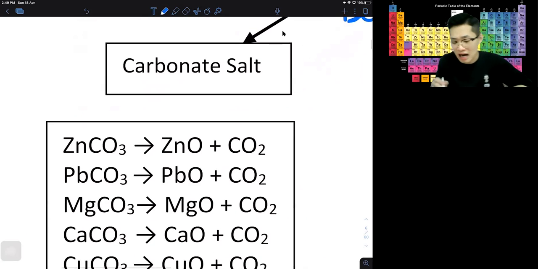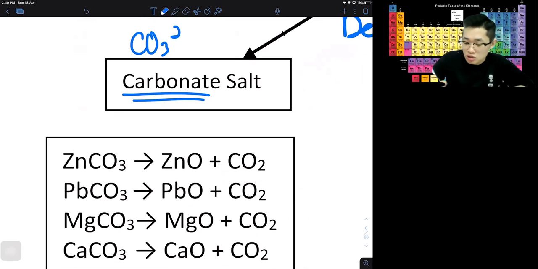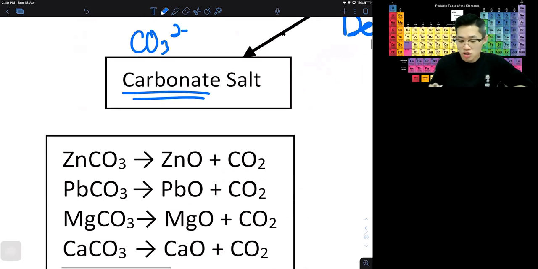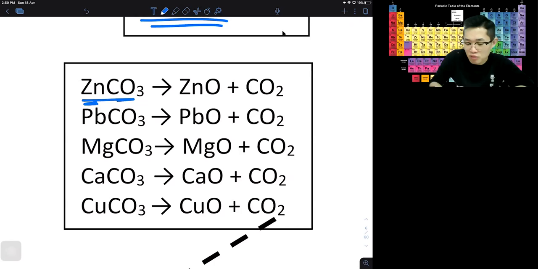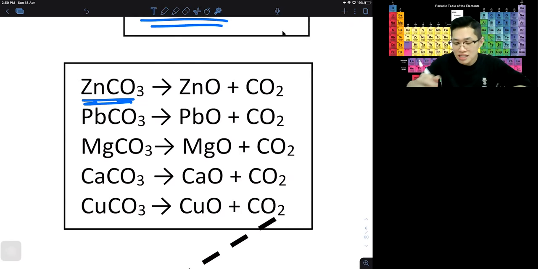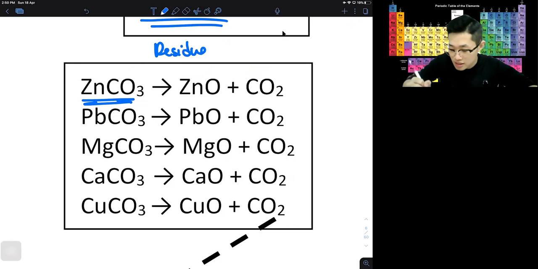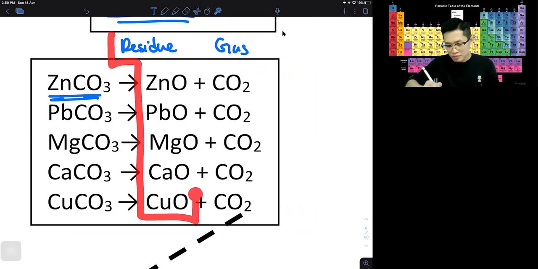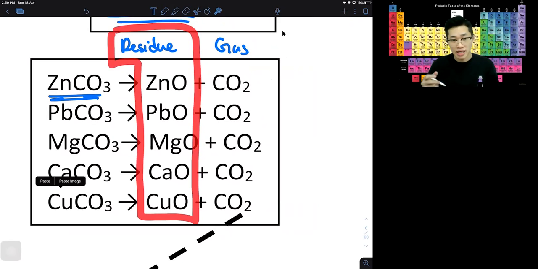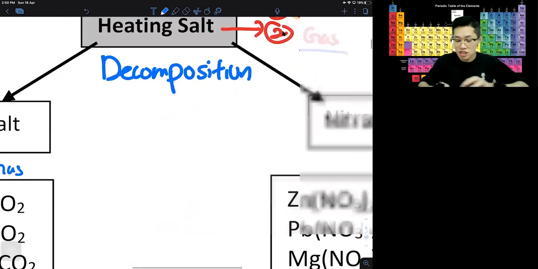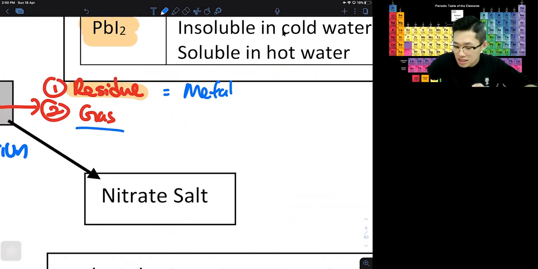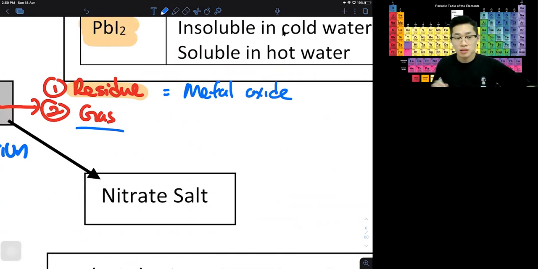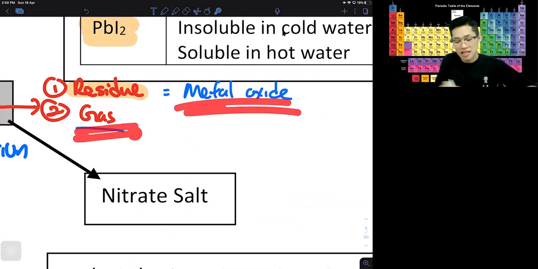Carbonate is CO3 2 minus. When you heat something with CO3 2 minus, like zinc carbonate, it produces a residue, zinc oxide, and a gas, carbon dioxide. Residue also means metal oxide. So always, when you heat a salt, you get a metal oxide and a gas.